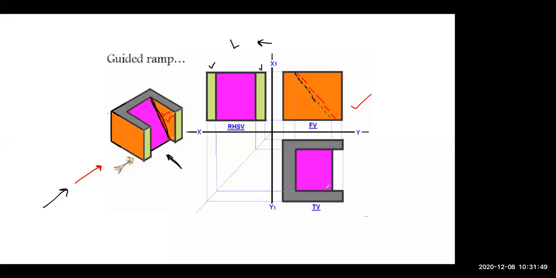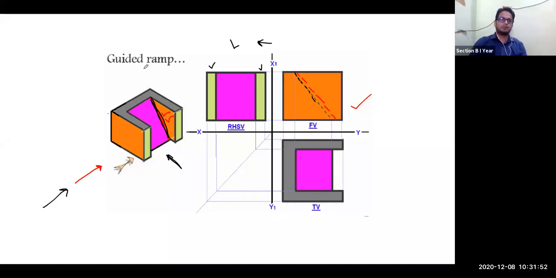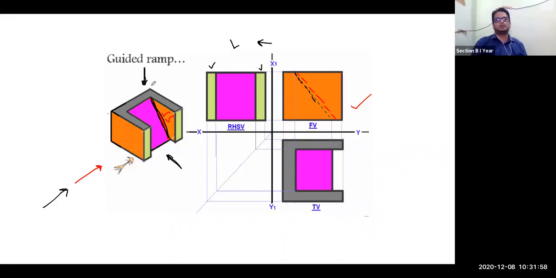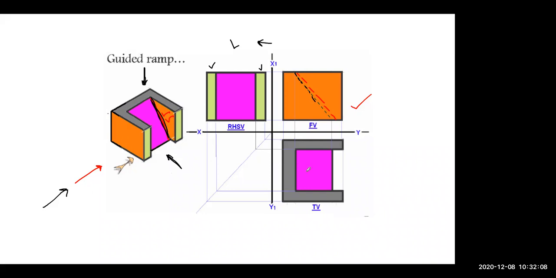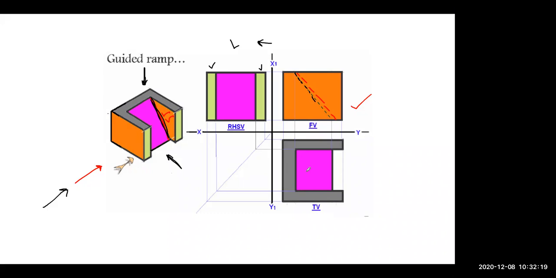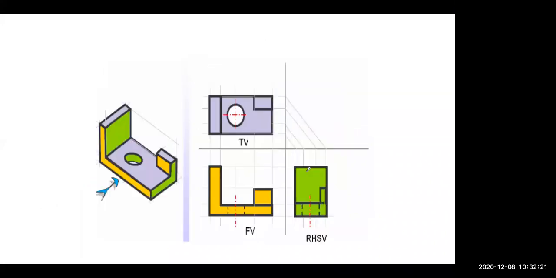Similarly, this is your top view. When you see this object from the top, which colors will you be able to see? Gray, pink and purple. So I hope now you are getting confidence that you will be able to draw the views if I give you any component. Are you getting that confidence? Yes, sir.